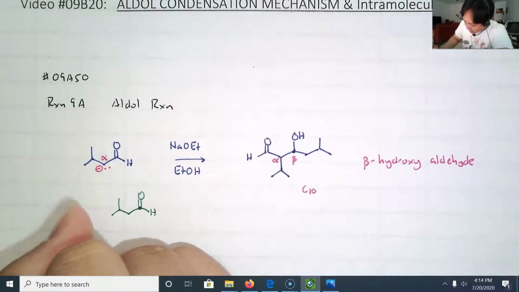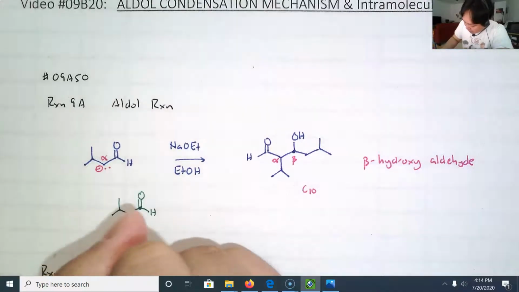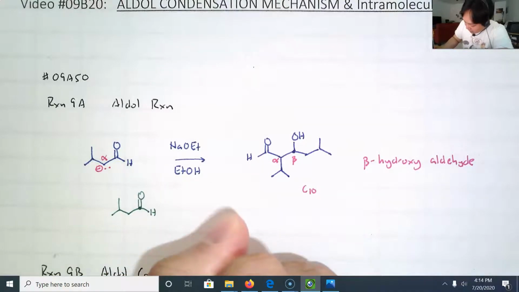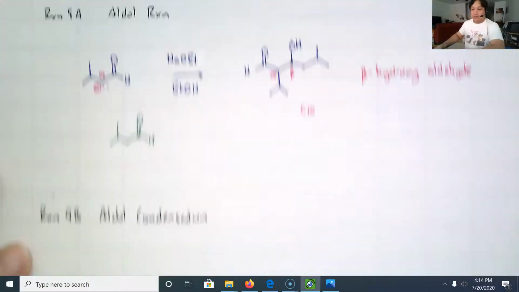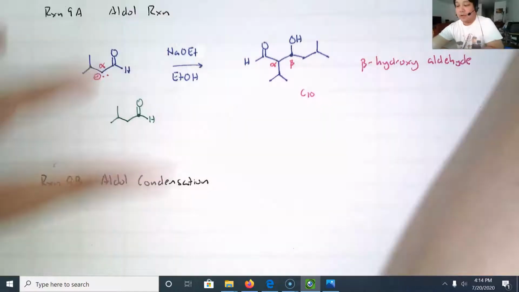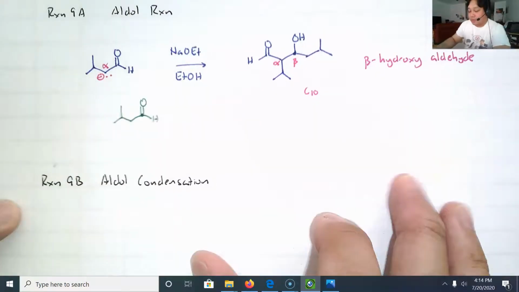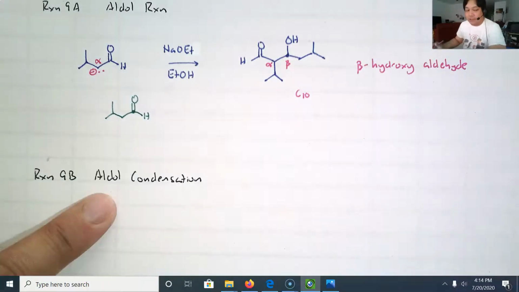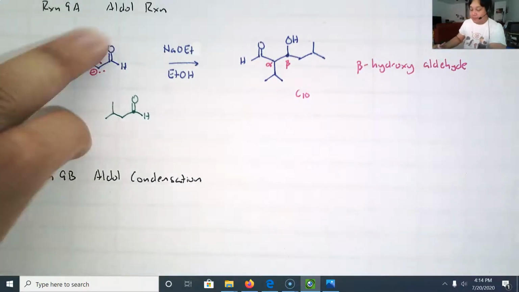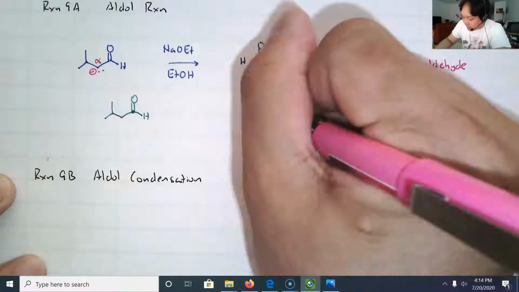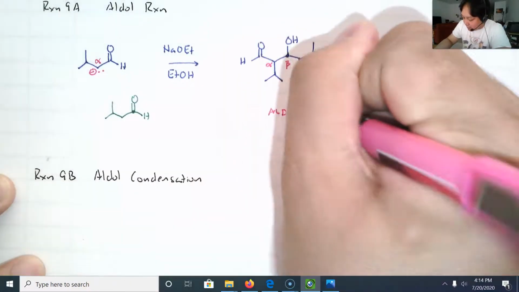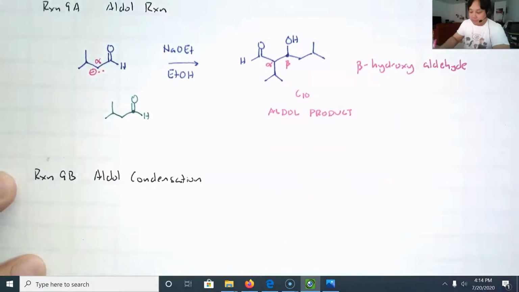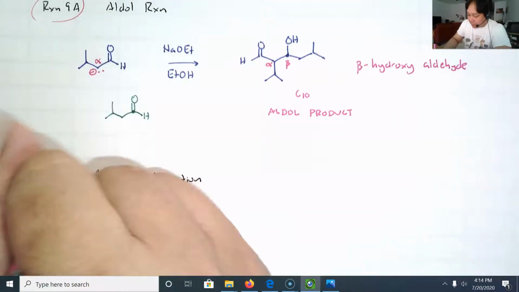Reaction 9B, aldol condensation. And I'll go over the mechanism for aldol condensation. It will give us a good opportunity to do the mechanism for the aldol, because to get to the aldol condensation product, you actually have to go through the aldol product. Right? This is the aldol product. The beta hydroxyaldehyde.